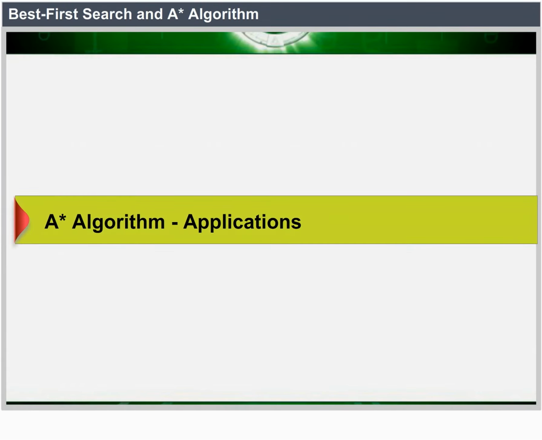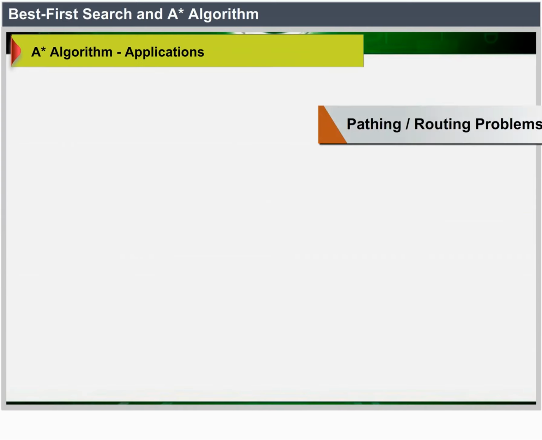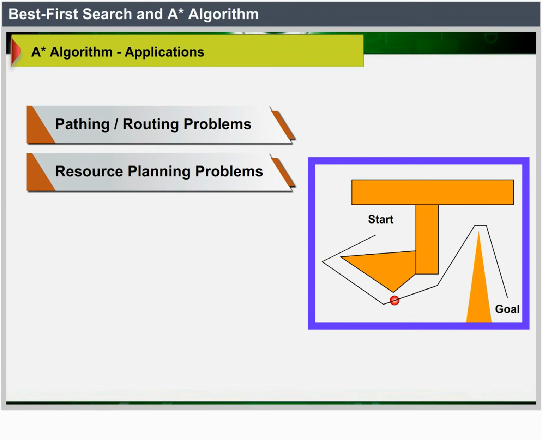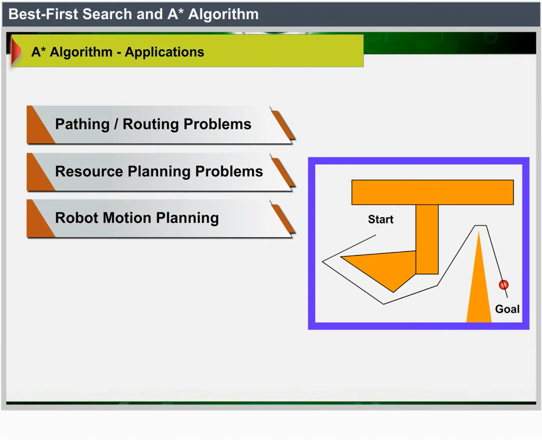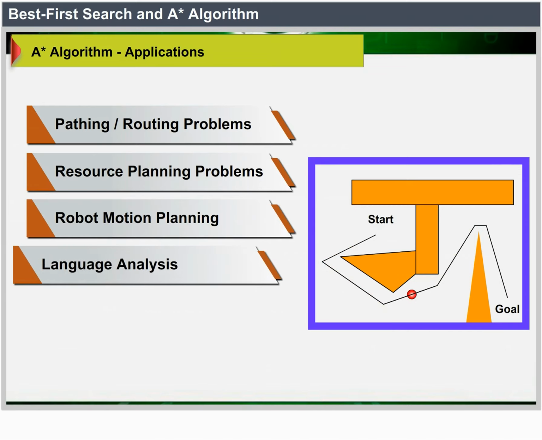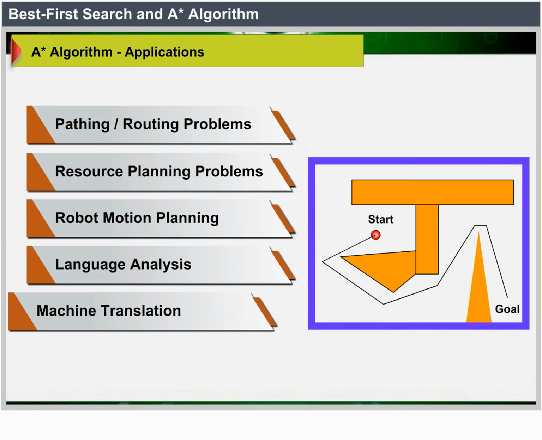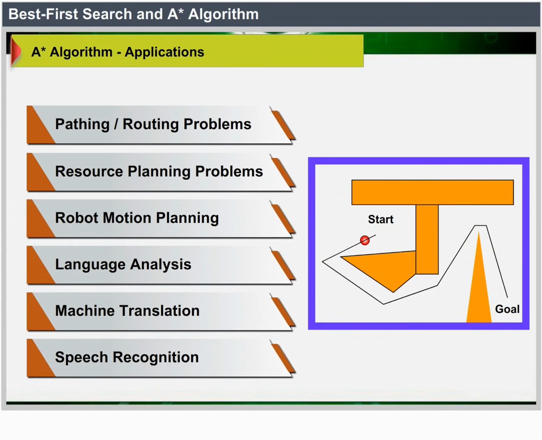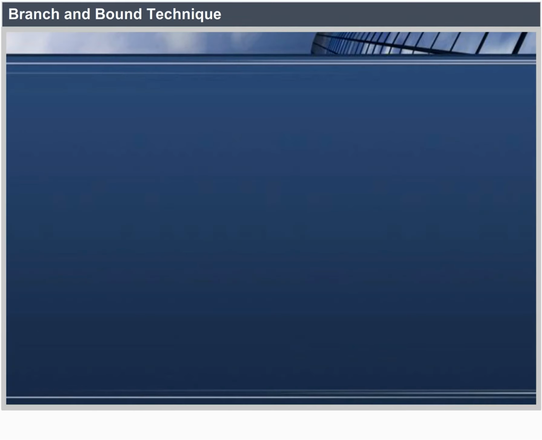A star algorithm applications: pathing or routing problems, resource planning problems, robot motion planning, language analysis, machine translation, speech recognition, and the branch and bound technique.